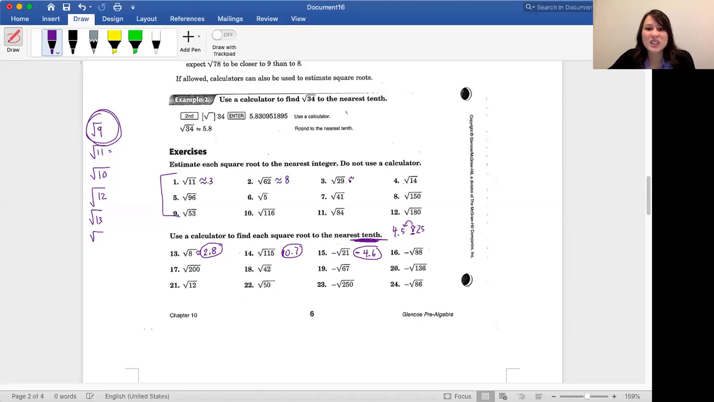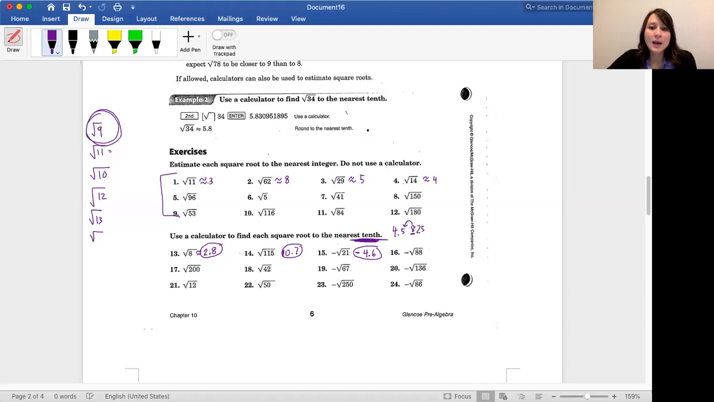And this would be rounded, the closest perfect square would be the square root of 25. So this would be rounded to like 5. The closest perfect square here would be maybe 16, so it would be 4. So hopefully you get the idea where you're rounding it to the closest perfect square root of these numbers.